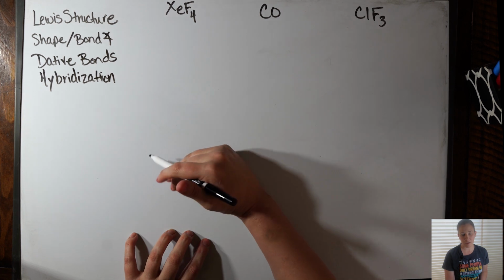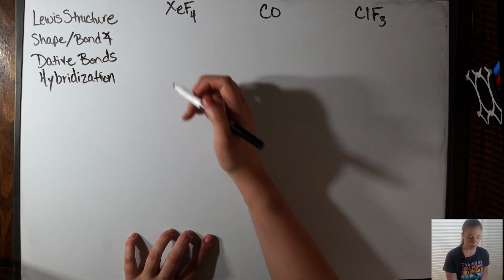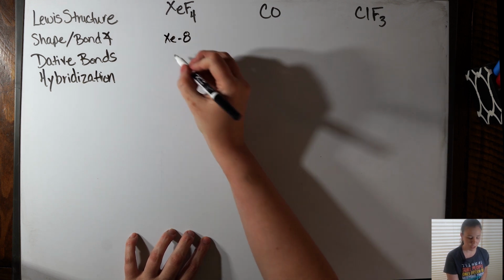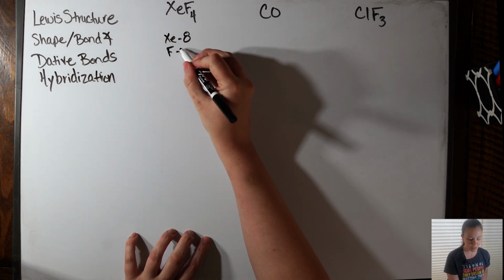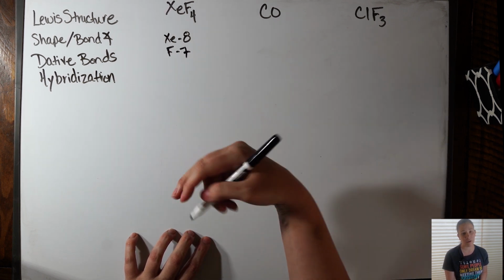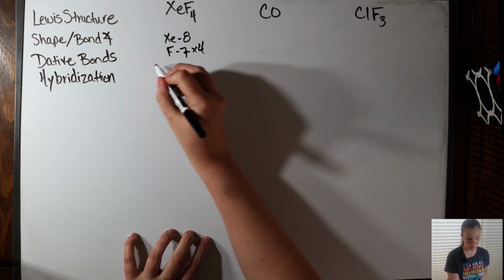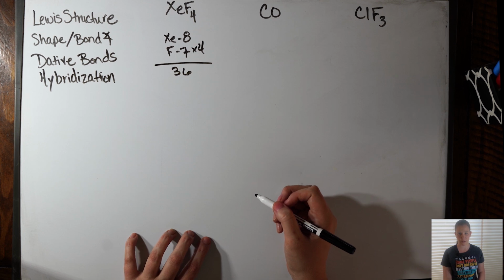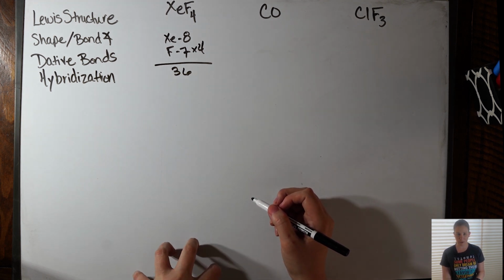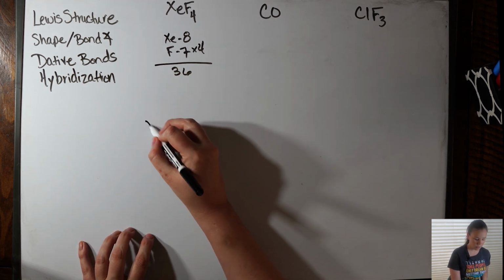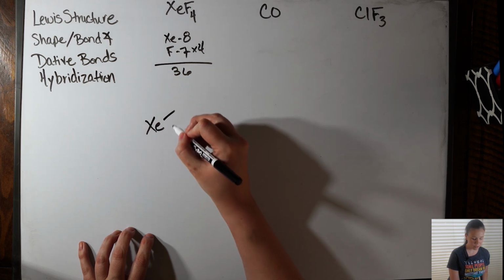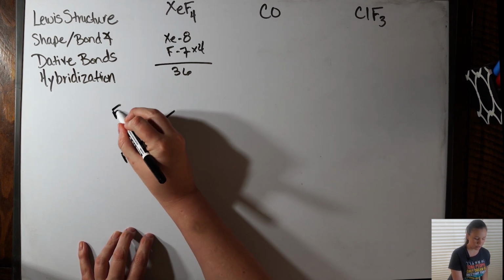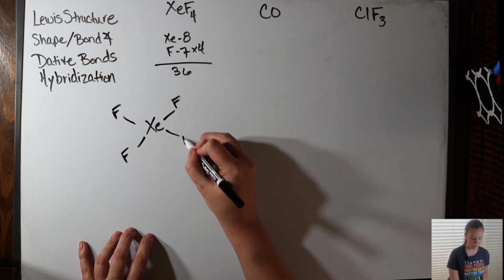First, I wanted to figure out how many valence electrons there should be in this structure. So I know that xenon has 8 valence electrons and fluorine has 7 valence electrons. But there are 4 of them, so that gives me a total of 36 valence electrons. So let's start sketching this out and see how many are really involved. We have our xenon, that would be the central atom, and then our 4 fluorines would surround that atom.